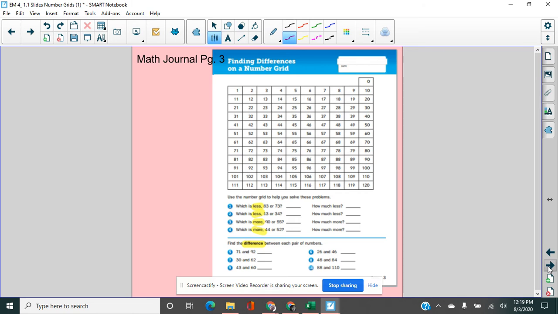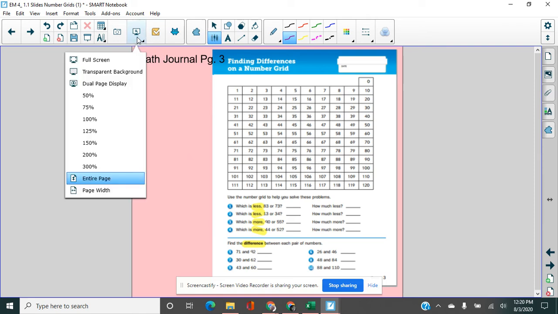All right, I want you to open up to your math journal. This is page 3. And the title says Finding Differences on a Number Grid. Here's the number grid that we were just looking at. I'm going to help with a couple of these, and then you're going to finish this page, and then you'll be turning in this page.